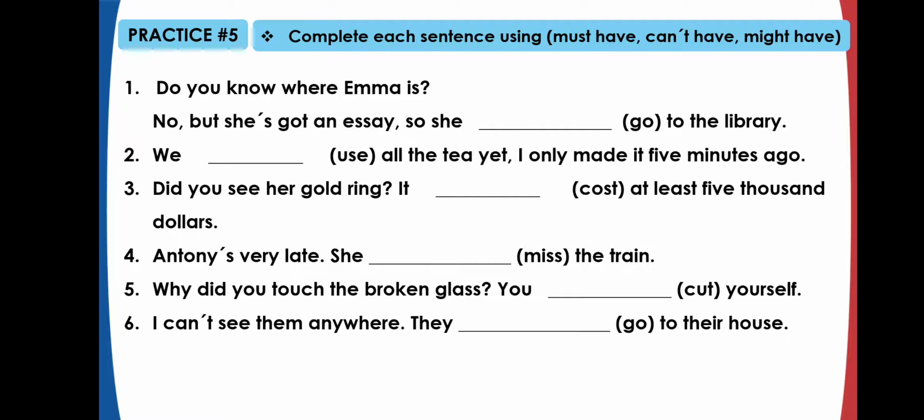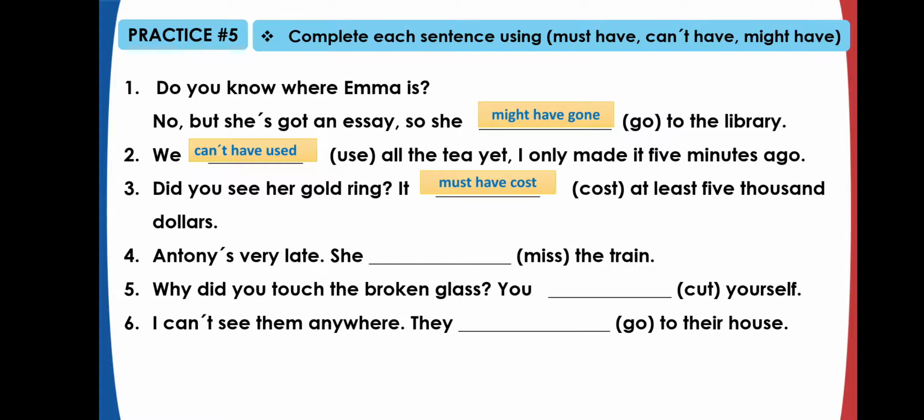So number 1 says, do you know where Emma is? No, but she's got an essay, so she might have gone to the library, okay? 50%. Number 2, we haven't drunk the tea yet. I only made it 5 minutes ago. We can't have used, okay? Number 3, did you see her gold ring? It must have cost at least $5,000.